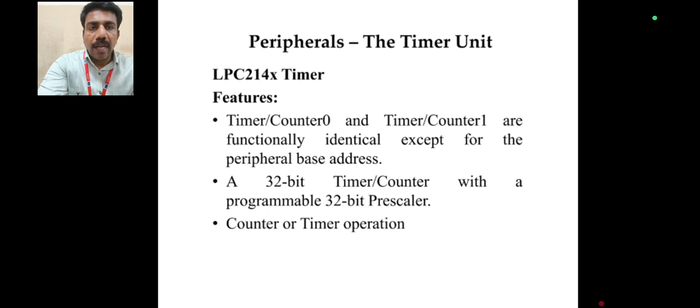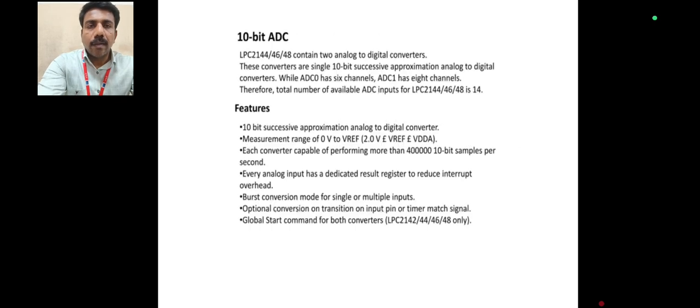The peripherals and the timer unit. The LPC2148 is an ARM processor. It has a timer. The timer features include timer/counter 0 and timer/counter 1. They are bit identical except for their peripheral base address. It is a 32-bit timer/counter with a programmable 32-bit prescaler. It can operate as a counter or timer.